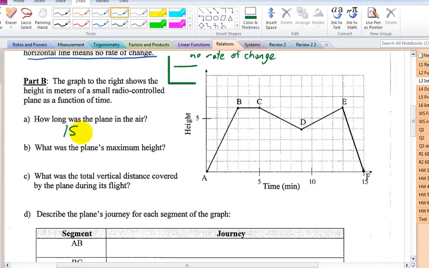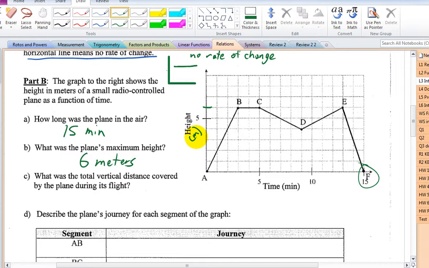Oh, you look at the graph, the last point is plotted at 15 minutes, so you'd say 15 minutes. What was the plane's maximum height? It got up to this high, that should be 6. It's wrong, half marks. Meters. You can just use M if you want. 6 meters. So right here underneath height, put down M. This person forgot to put down their units, and that's wrong.